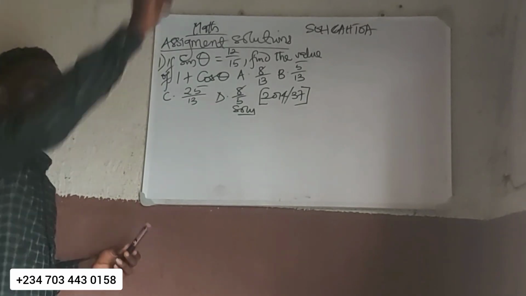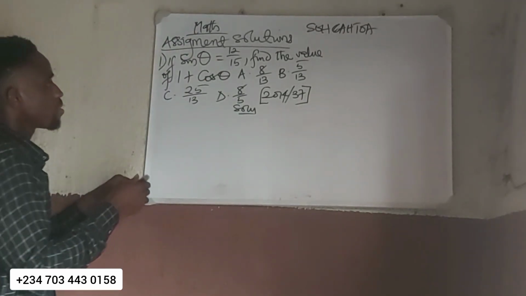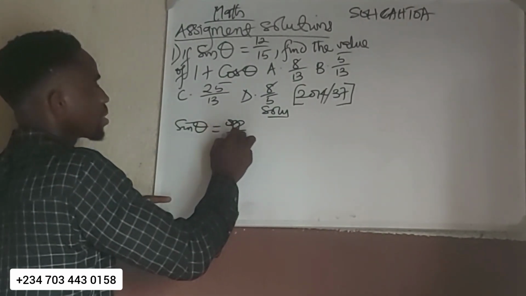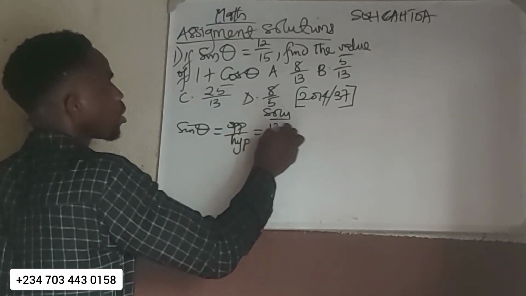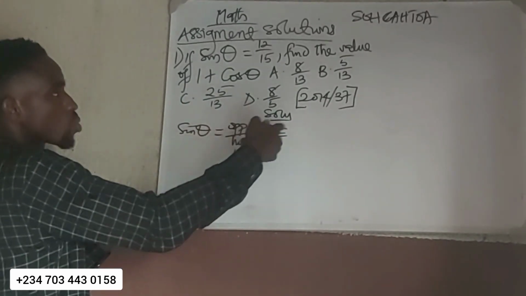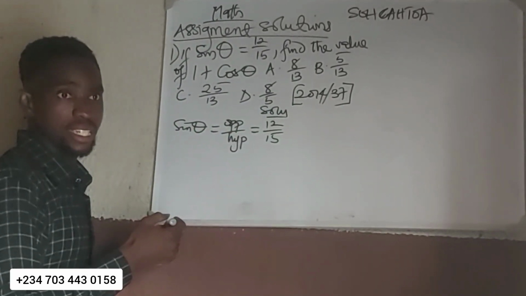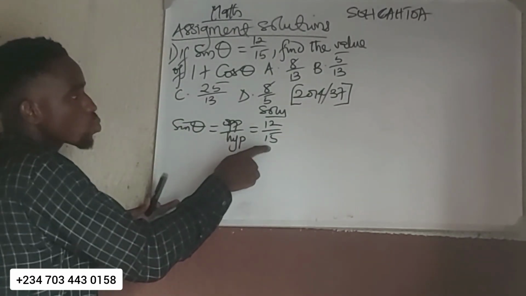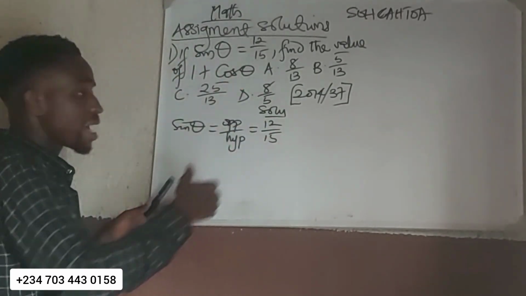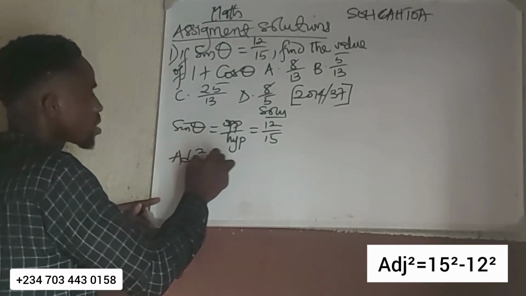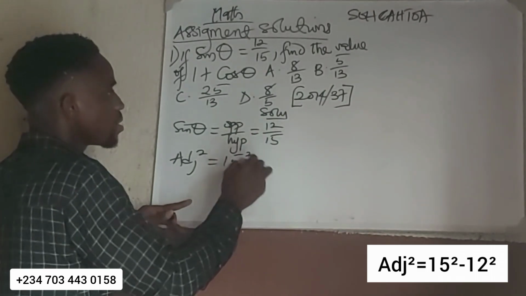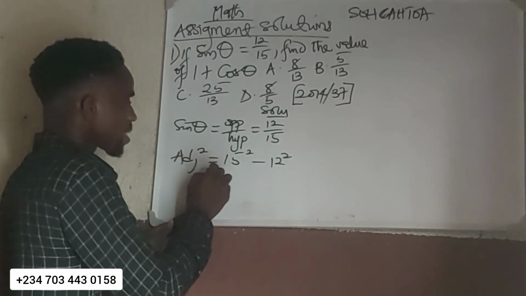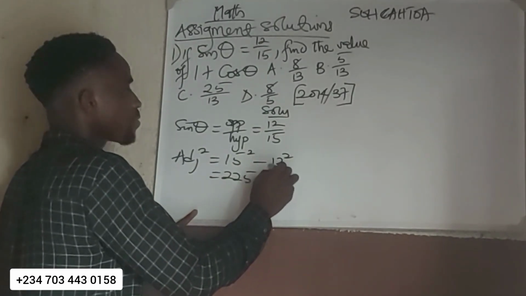So to find the adjacent, now how do we find the adjacent? You know that sine theta is opposite over hypotenuse, and we have it here as 12 upon 15. So our opposite is 12 and our hypotenuse is equivalent to 15, right? So to find the adjacent, remember from Pythagoras theorem, this squared will be equal to this squared plus adjacent squared, right? So adjacent squared is going to be 15 squared minus 12 squared, right? 15 squared is 225 minus 144, right?